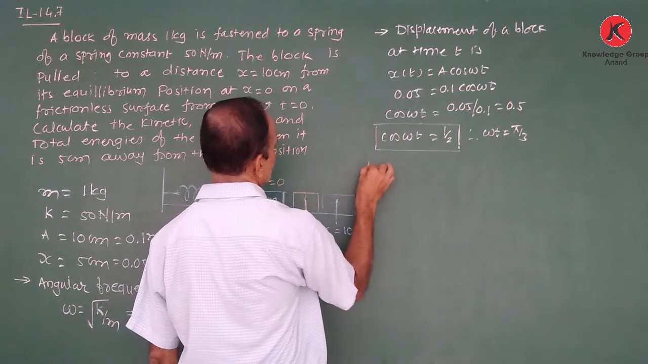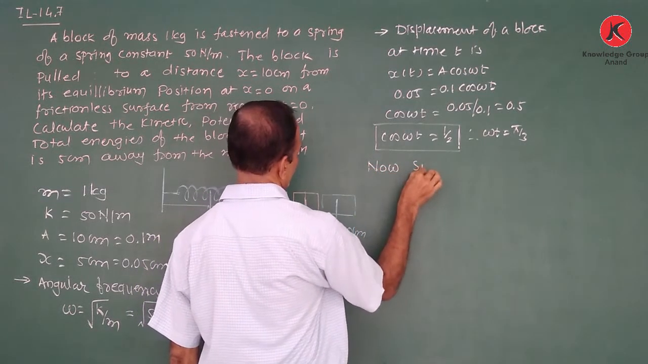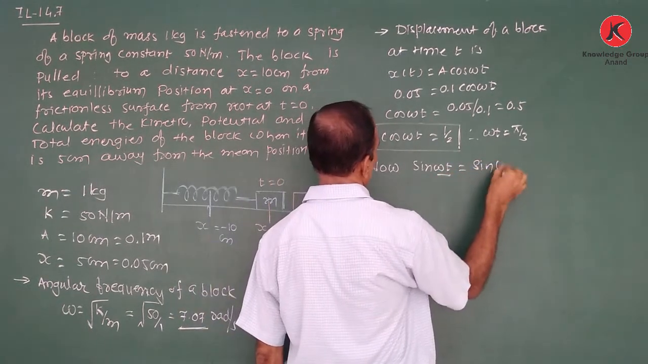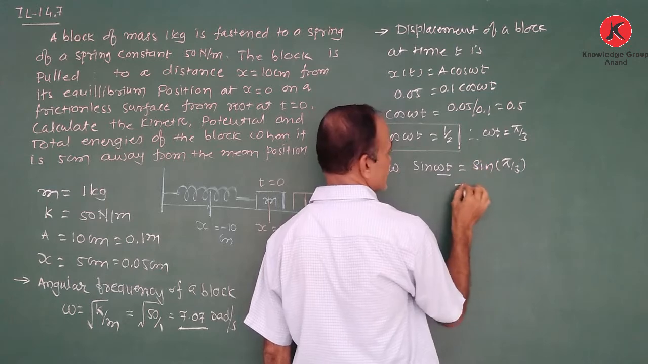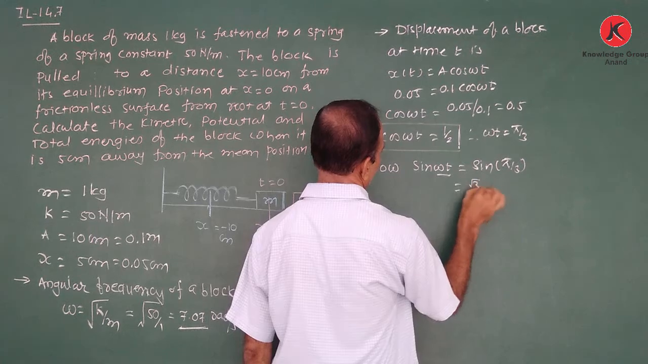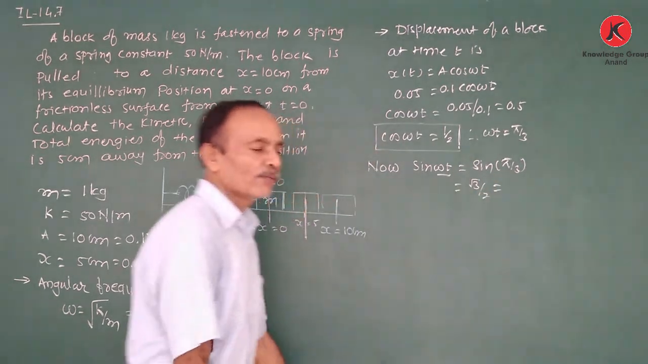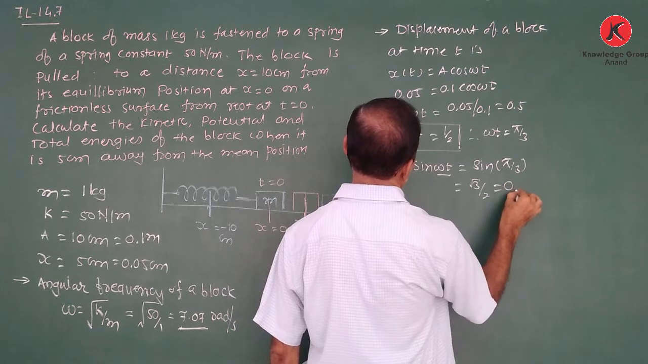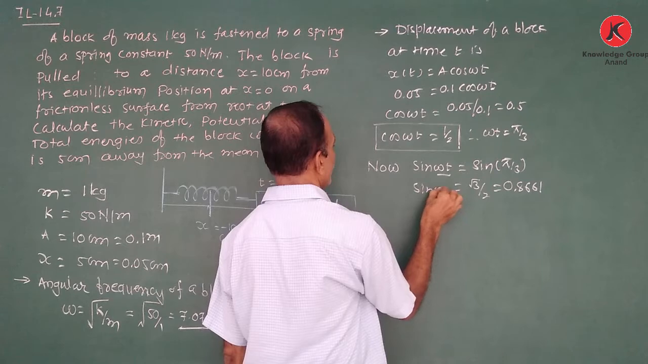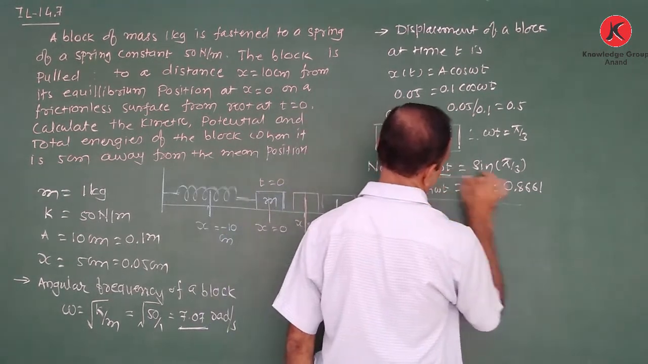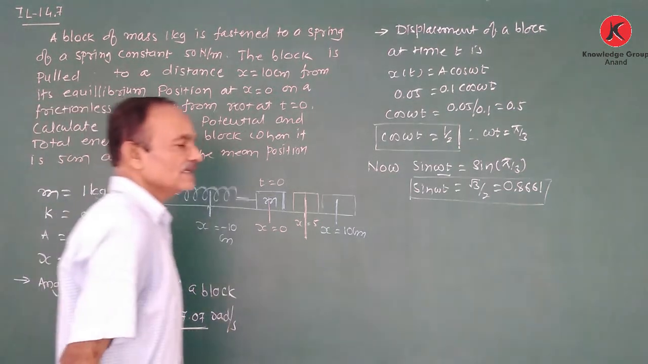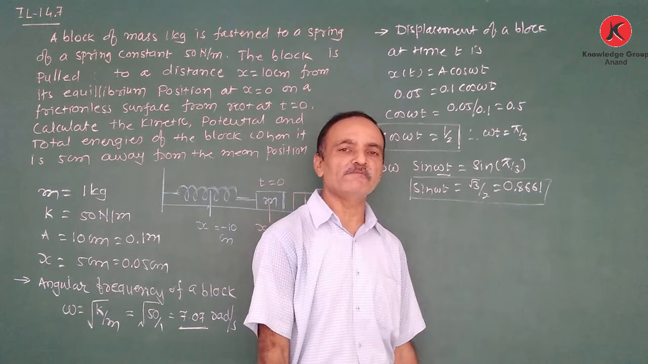Now, we also require the value of sin omega t. Omega t is equal to pi by 3. Therefore, sin pi by 3 is root 3 by 2, and its simplification is 0.8661. So that is the value of sin omega t. Clear this? Okay.